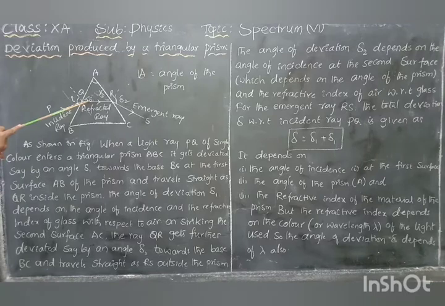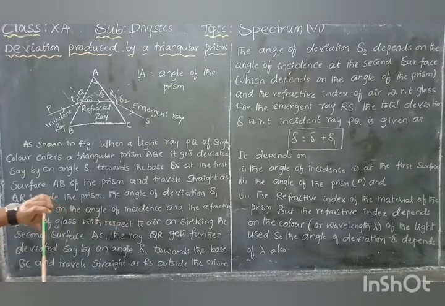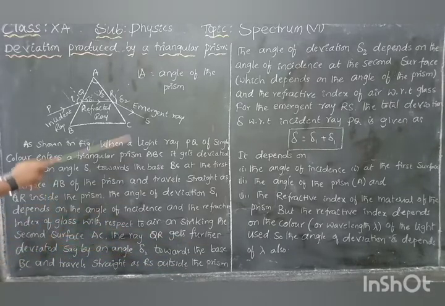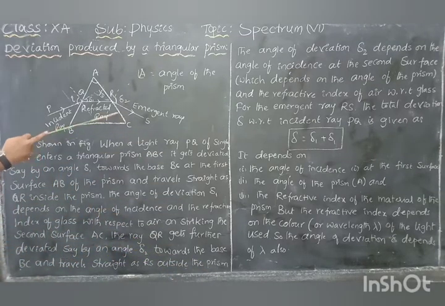The angle of deviation delta 1 depends upon the angle of incidence and also the refractive index of glass with respect to air. The angle of deviation depends upon those two factors at the first surface. The ray QR gets further deviated by an angle delta 2 towards the base BC. Again it is towards BC, and travels straight as RS outside the prism. Outside the prism it always travels towards BC.